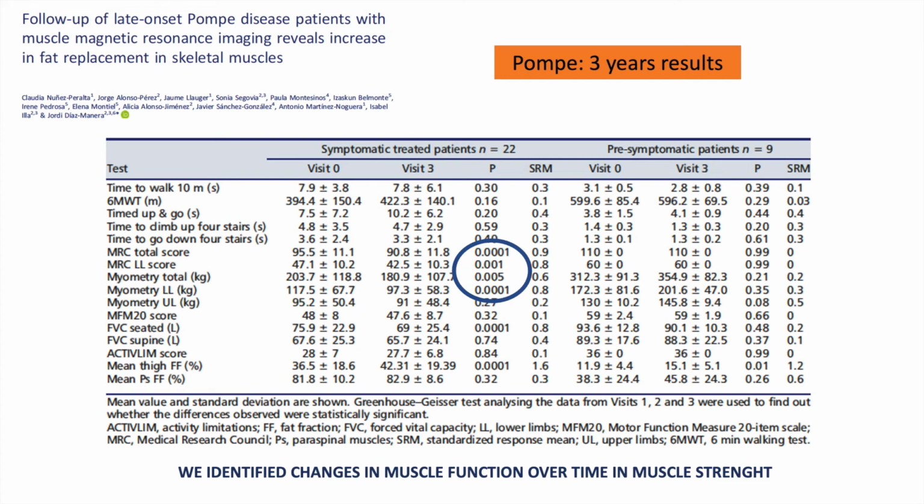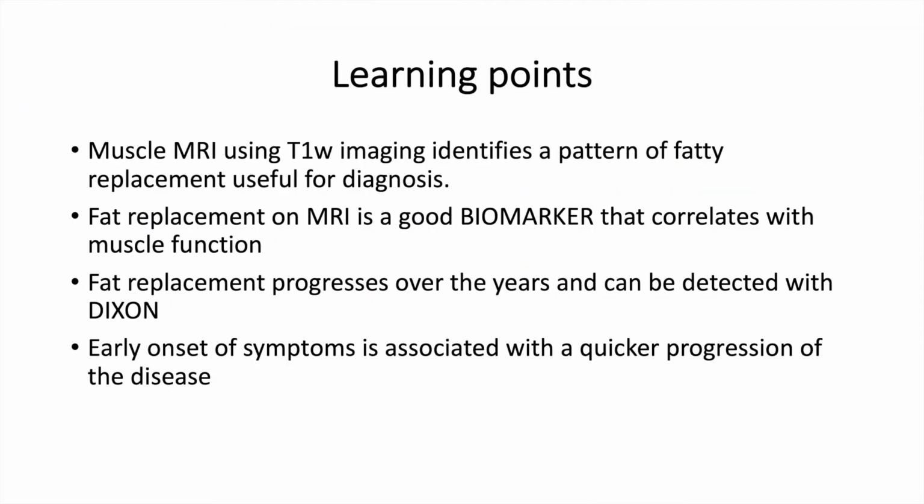And importantly, after 3 years, we were able to detect changes in the muscle function test. So we remember that after 1 year we were not able to identify any change in muscle function test, but now that we have been following patients for a longer period of time, we start identifying changes in muscle strength. So this means that fat replacement progresses over the years and can be detected with Dixon, and that early onset of symptoms is associated with a quicker progression of the disease.